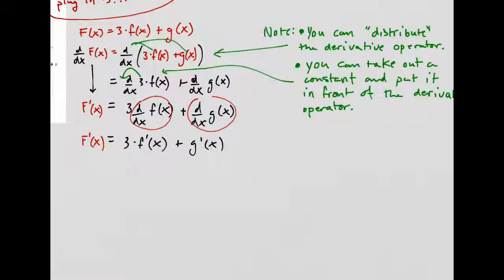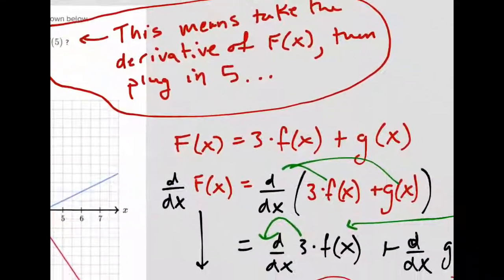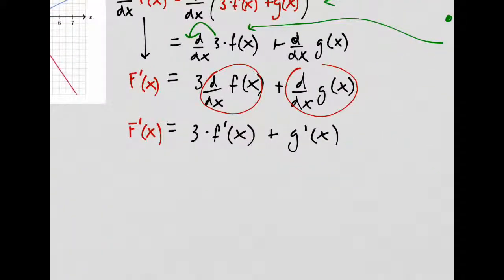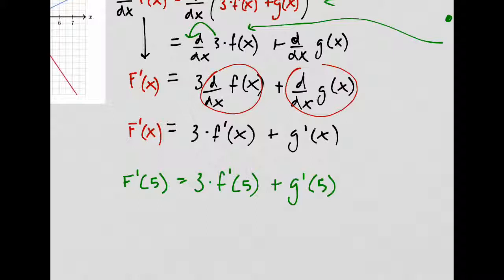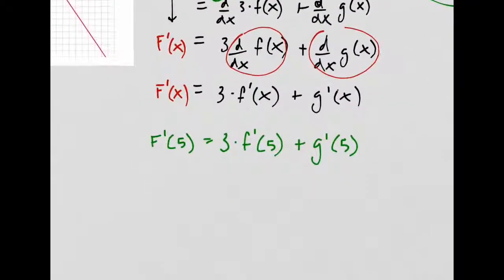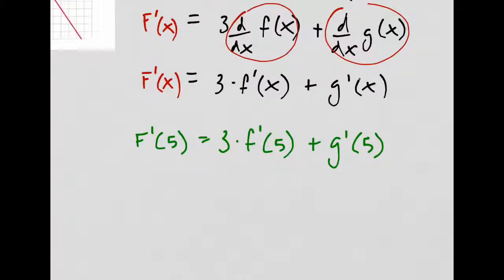Then what? Well, we said that F prime of 5 means take the derivative and then plug in 5. So that's what I'm going to do. Now I'm going to plug in 5. This is all brand new right now, so don't freak out. It's the first time you're seeing it. You're not supposed to know exactly what to do. Afterwards, once I do another couple examples, then hopefully it'll be okay. But right now, this is new, okay? So settle down.